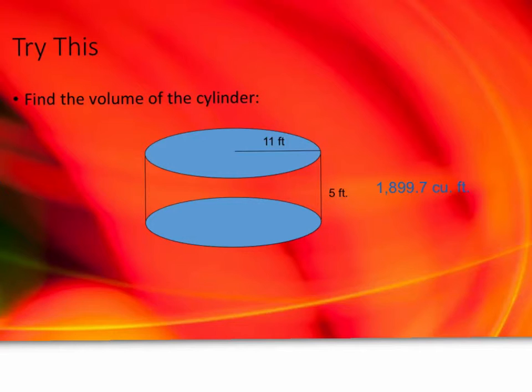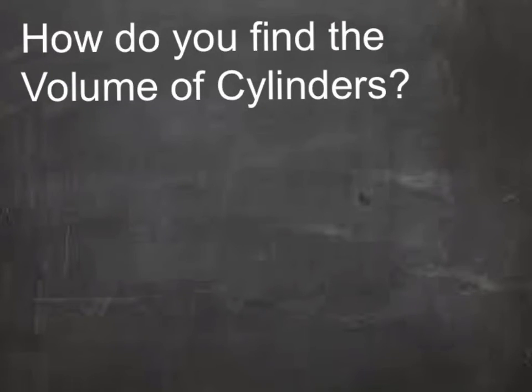A great way to practice would be to do some problems out of your book for this section as well, and bring any questions you have to class. You are now prepared to answer this question. How do you find the volume of cylinders? Remember that we used the volume of a prism to help us find the volume of the cylinder. How did we do that? Go ahead and discuss and write your summary for these notes.